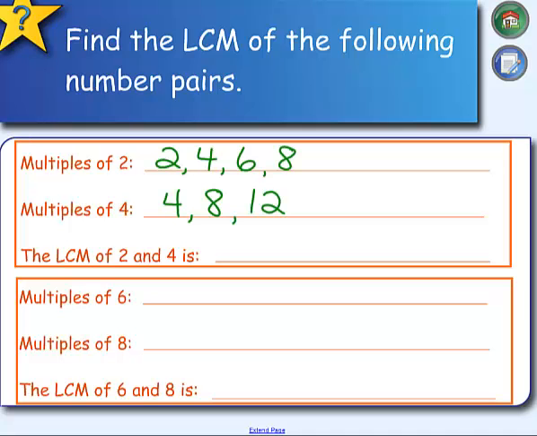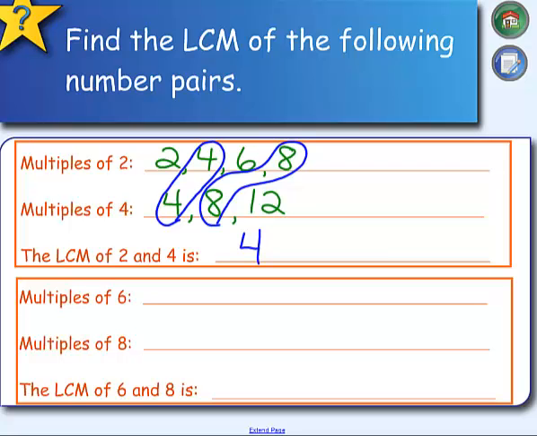In this case, I have the 4s and I have the 8s. But remember, we want the least common multiple. So that means we want the smallest that's in both of the numbers. And the least common multiple for this set is going to be 4.